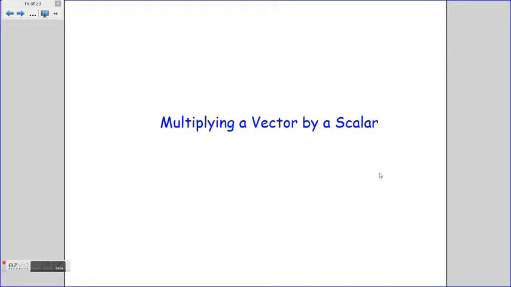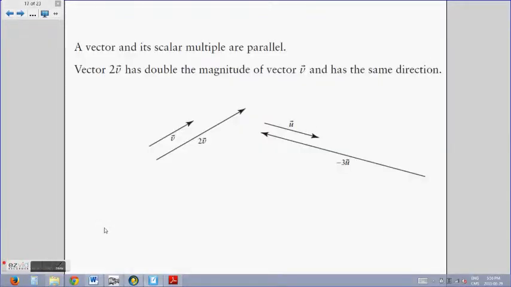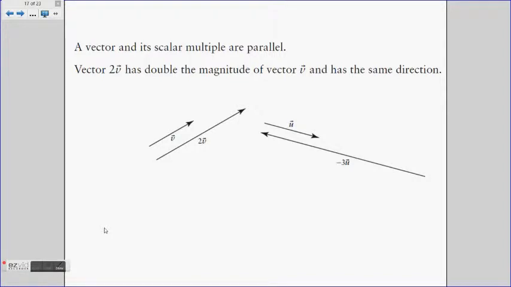Let's move on to multiplying vectors by a scalar. A vector and its scalar multiple are parallel. Let's take, for instance, vector v. Vector 2v has double the magnitude of vector v, but has the same direction. Scalar multiples not only can be positive in magnitude, they can also be negative as well.